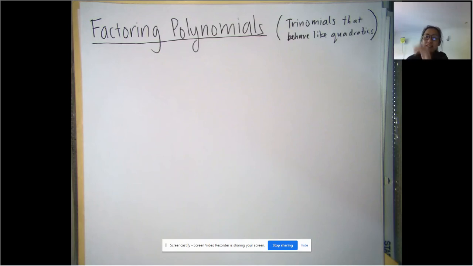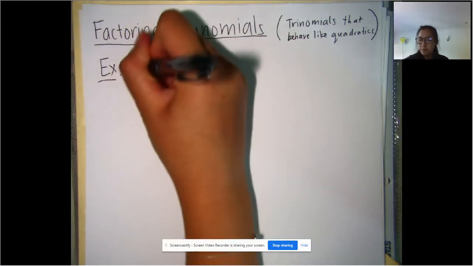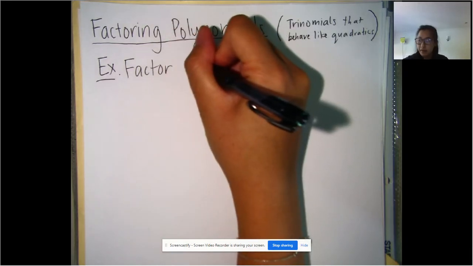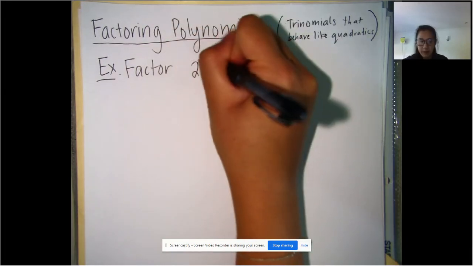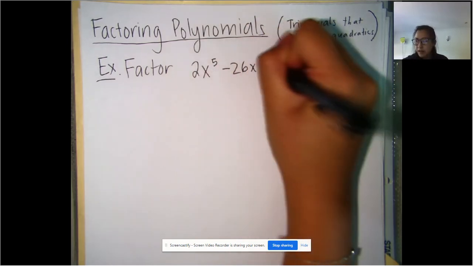Hi everybody, I'm still Ms. Lee. Today we're talking about factoring polynomials, or we're continuing to talk about factoring polynomials. Specifically, we're going to do an example of a trinomial that behaves like a quadratic, okay? So our example is going to be to factor the trinomial, or this expression, 2x to the fifth minus 26x cubed plus 72x.